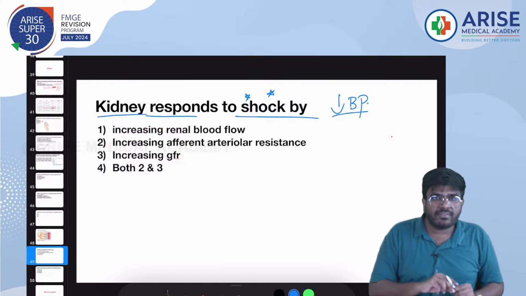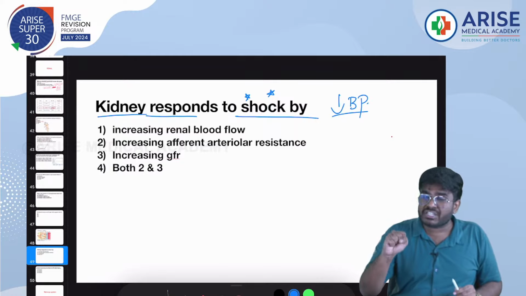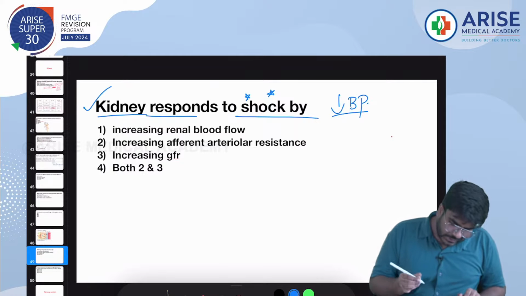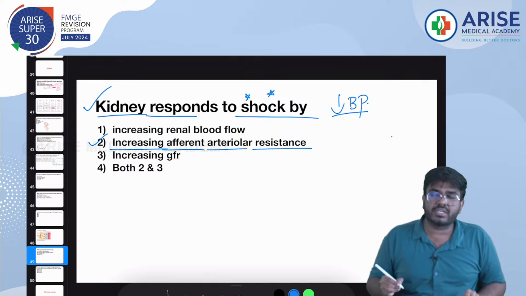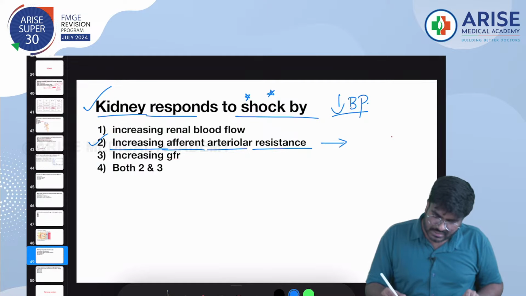How can you decrease the GFR? Afferent arteriolar constriction. So, how will we respond to the shock? By increasing the afferent arteriolar resistance. When afferent arteriolar resistance is increased, that's going to decrease the GFR.